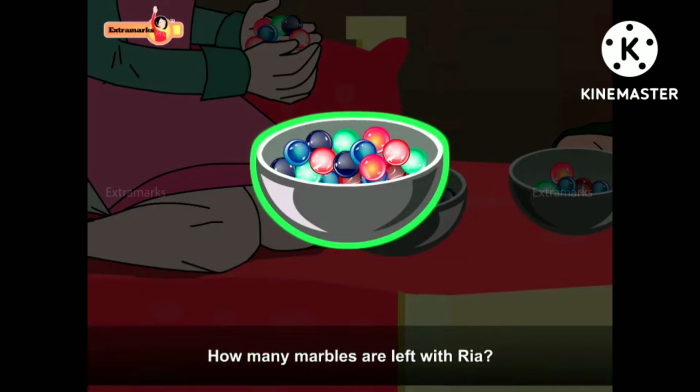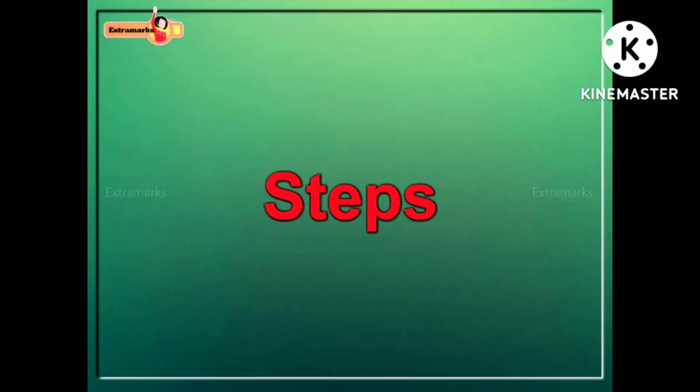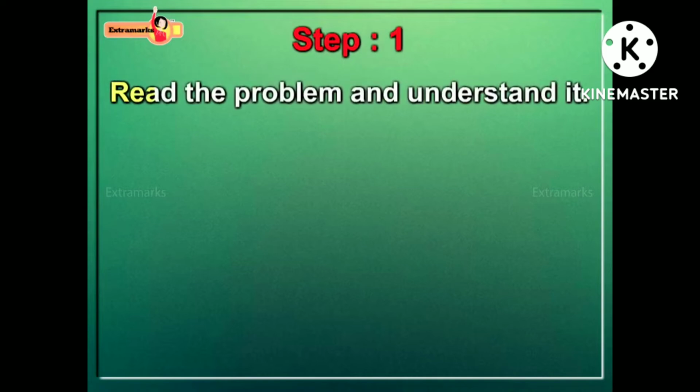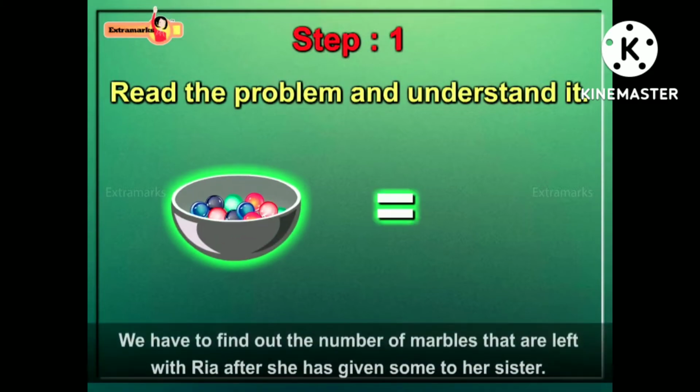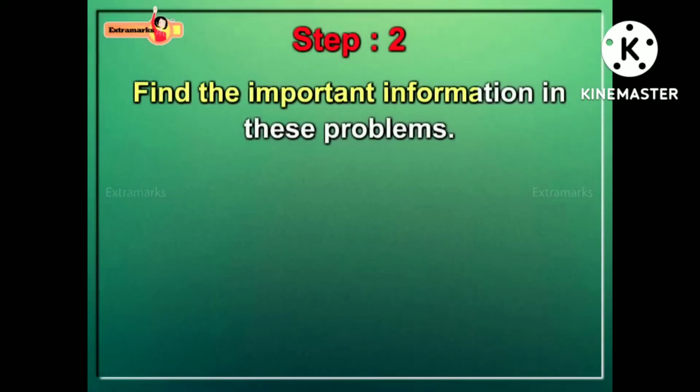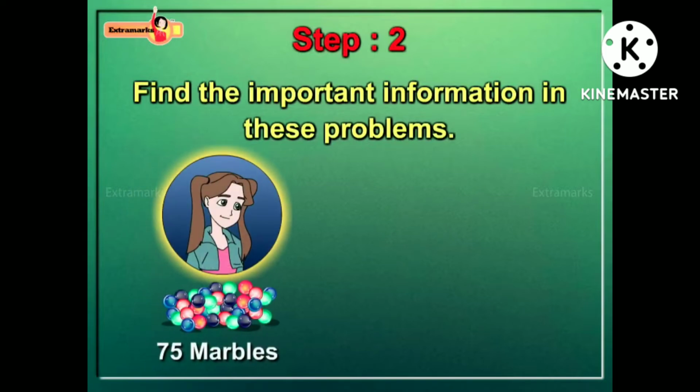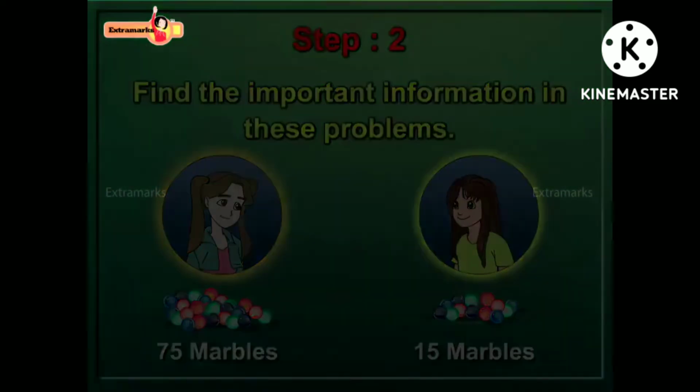For solving these kind of questions, we follow some steps. Read the problem and understand it. What do you have to find out? We have to find out the number of marbles that are left with Ria after she has given some to her sister. Find the important information in these problems. The important information is that Ria had 75 marbles. She gave away 15 marbles.